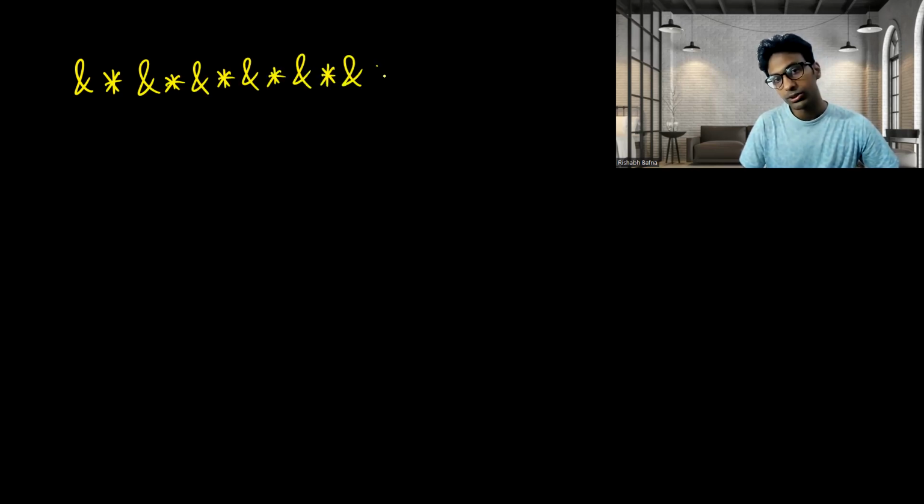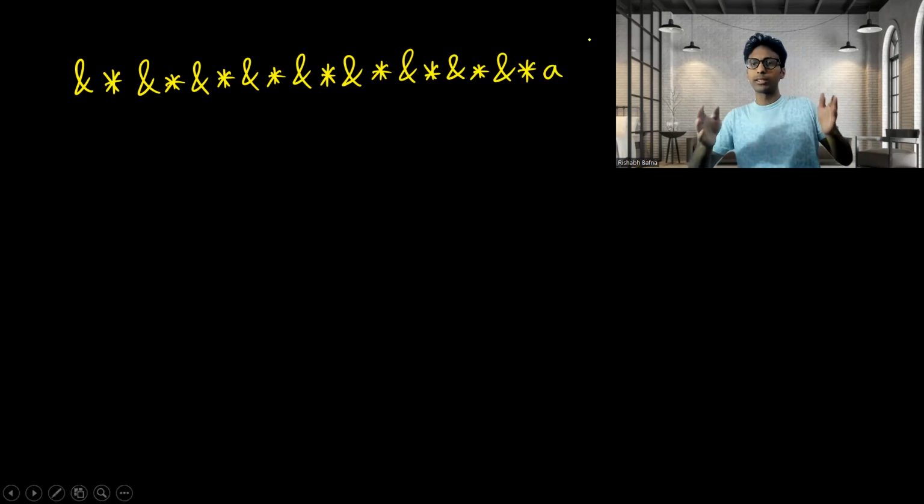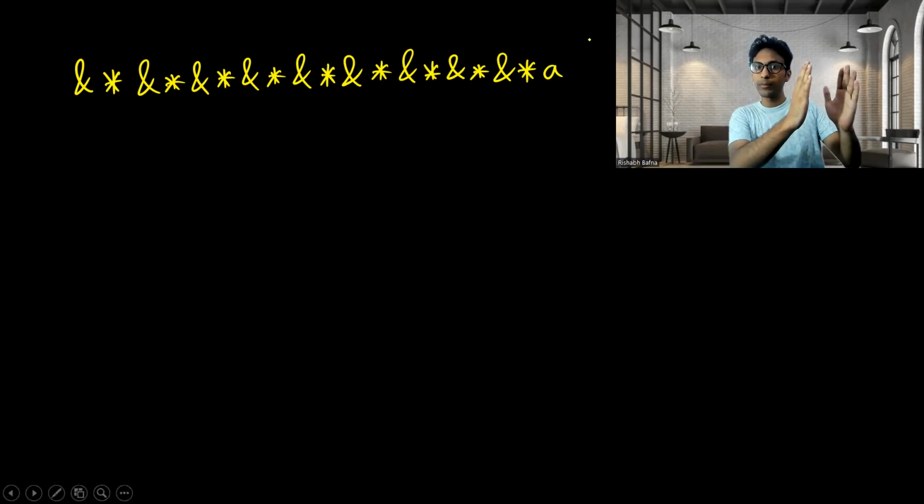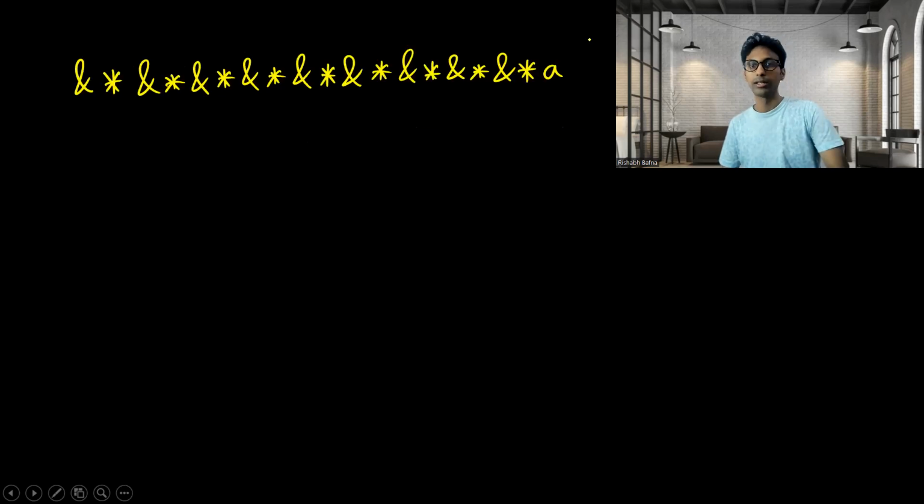Address of star A. Same thing, same thing. What is it? A is the base address of the zeroth element. Star A: take the value of the zeroth element and then put address of it.